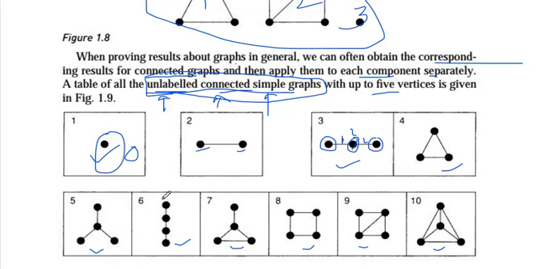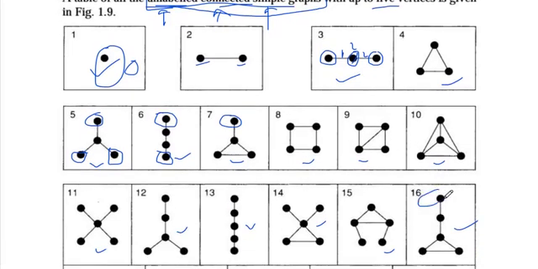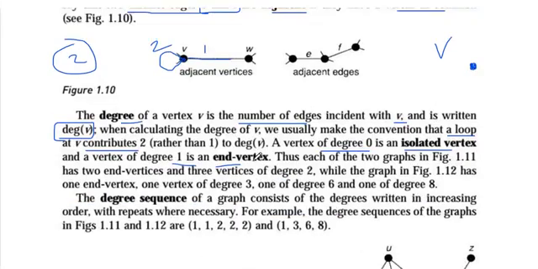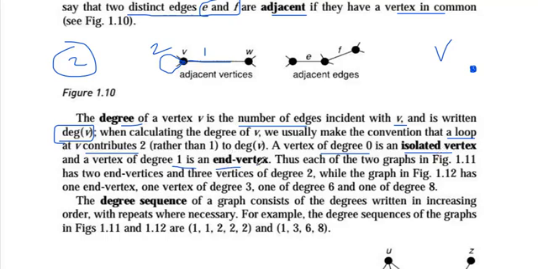This example has end vertices. This is also an end vertex, this is also an end vertex, this is also an end vertex, and this is also an end vertex. So again we have studied two new definitions: isolated vertex and end vertex.